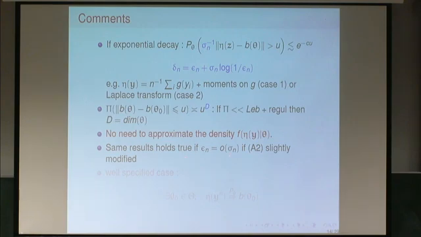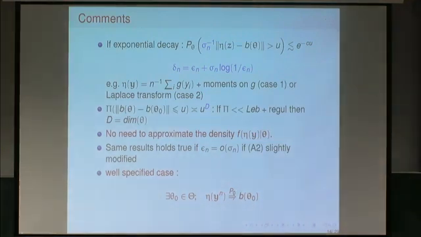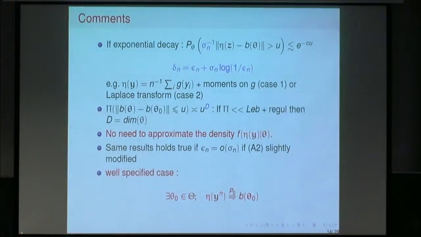Then, I'm going to skip that. All the results here assume that I am in a well-specified case. In other words, my eta y converges to some b naught, and b naught corresponds to some b theta naught. So that's what you need. Okay.